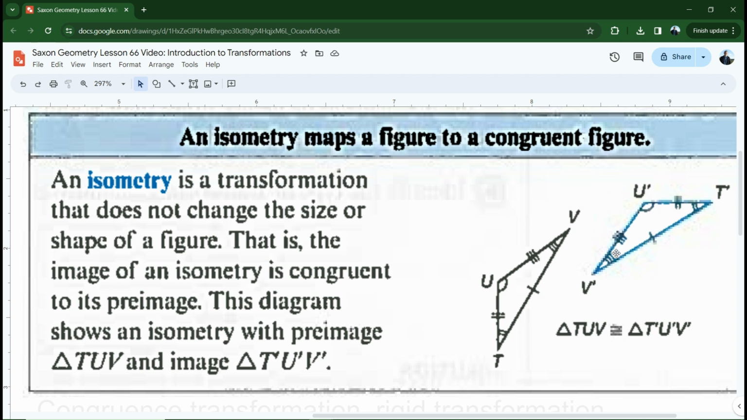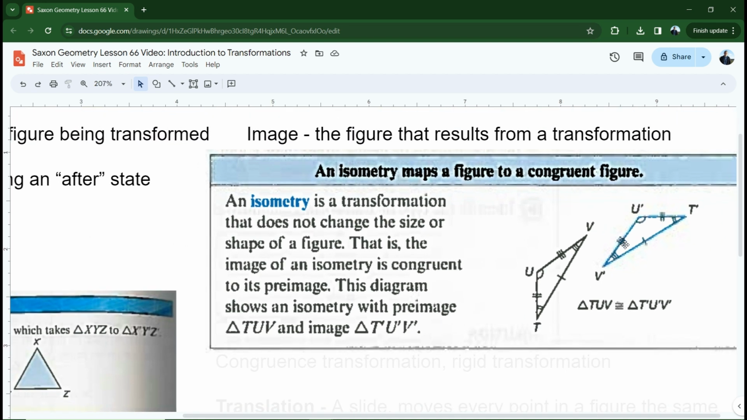But I didn't change the size or shape of the image, and they're still congruent because I still have side, side, side congruence, for example. Okay, because all of the angles are marked, you could do any of the congruence methods on these two, but they're still congruent to each other. Okay, so this is an isometry because I didn't change the size or shape, and what that means is my figures are congruent to each other.